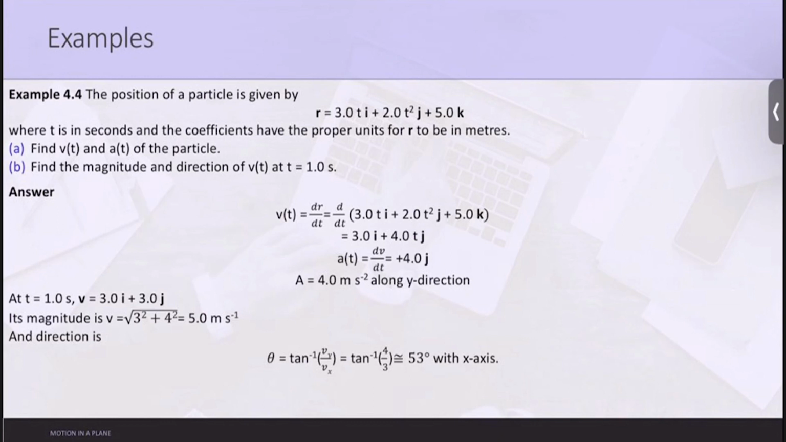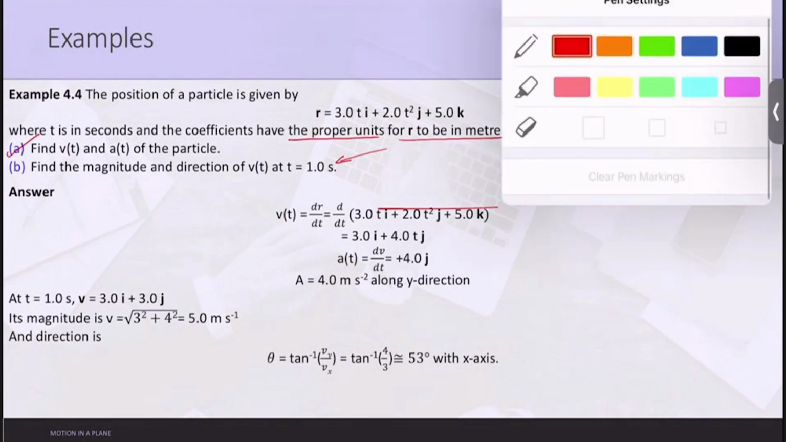Fine. So t is in seconds and the coefficients have the proper units for r to be in meters. First of all, the question says that we need to find out v of t, the second part says we need to find out a of t, and finally we need to find out the magnitude and direction of v of t at t is equal to 1. Let us first look at the first part only, and then we can move forward.